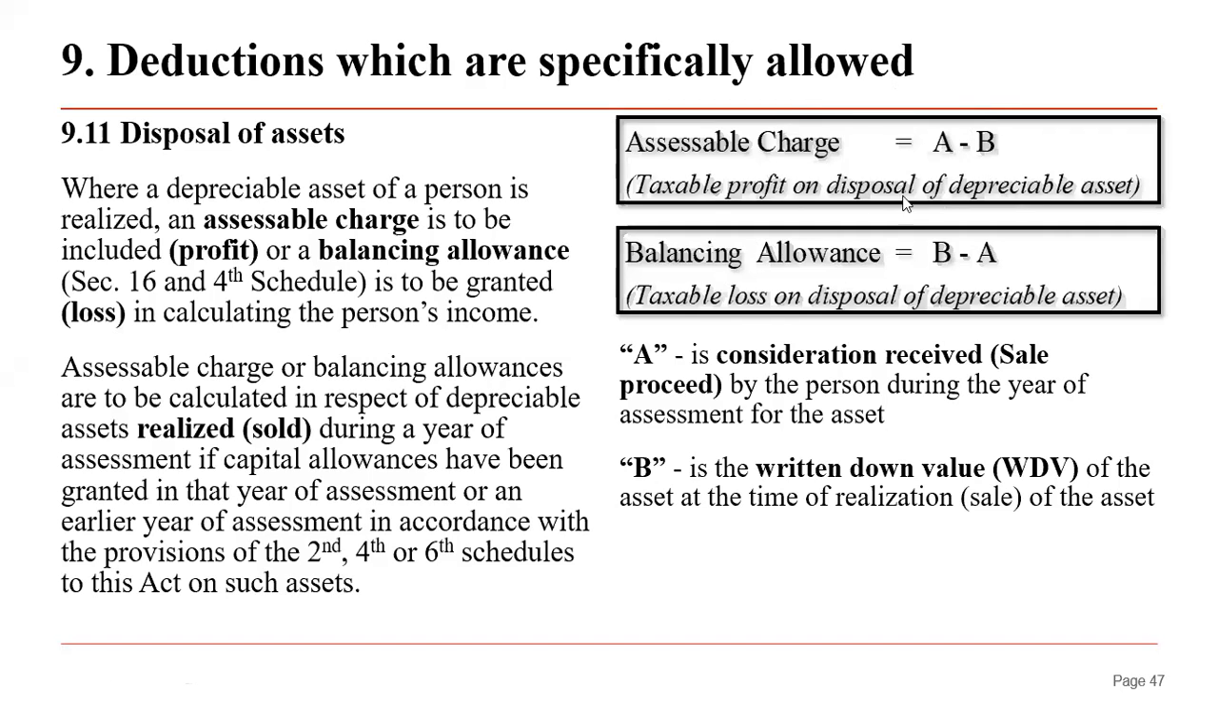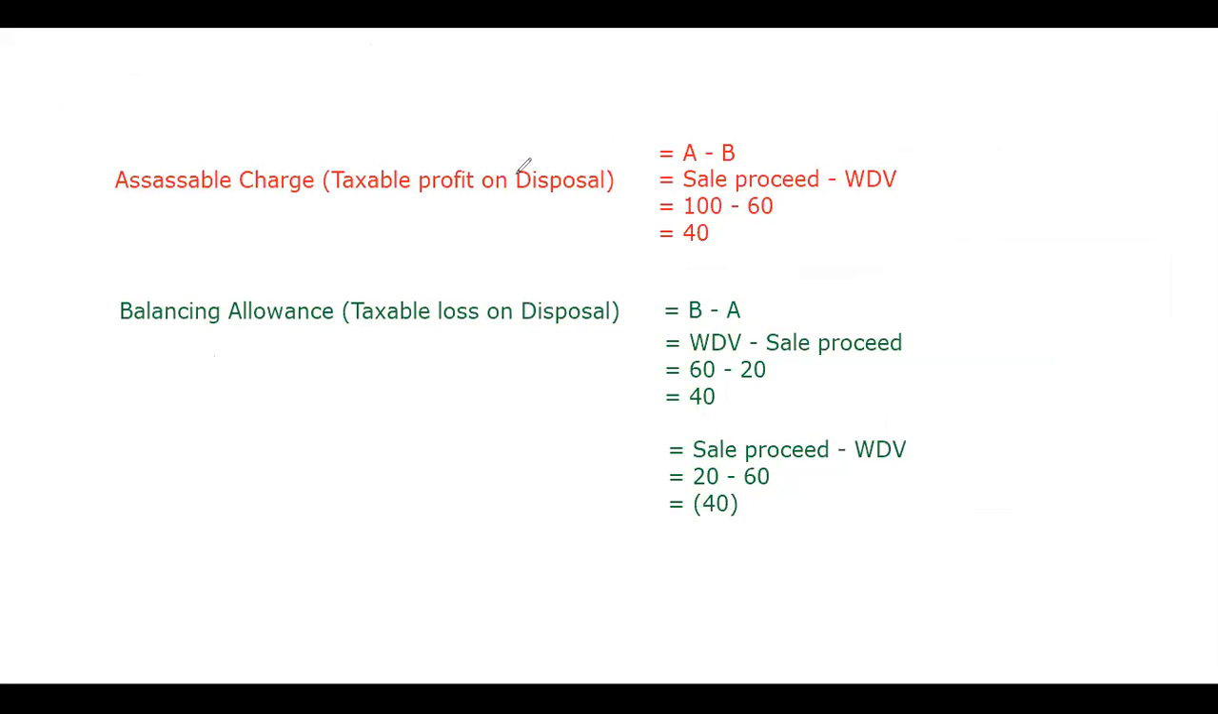Accessible charge is A minus B and the balancing allowance is B minus A. Right? Then I will again share the whiteboard because I couldn't start the recording. On the whiteboard we discuss here the accessible charge. You can calculate A minus B, sale proceed minus WDV, 100 minus 60, 40.